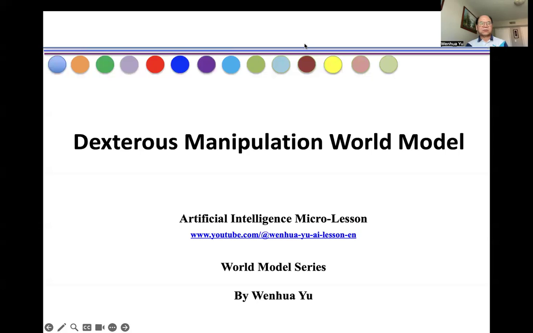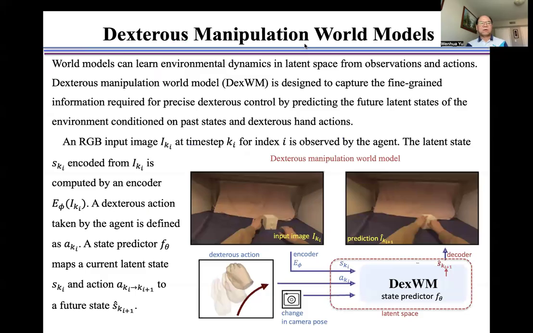In this video, I introduce a Dexterous manipulation world model. World models can learn environmental dynamics in latent space from observations and actions. The Dexterous manipulation world model is designed to capture the fine-grained information required for precise dexterous control by predicting the future latent states of the environment, conditioned on past states and dexterous hand actions.